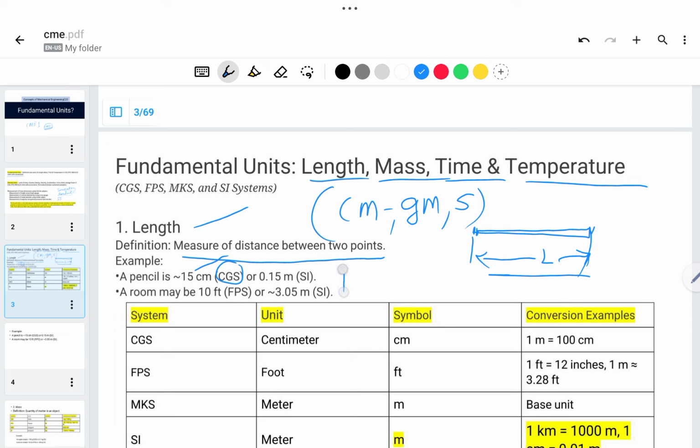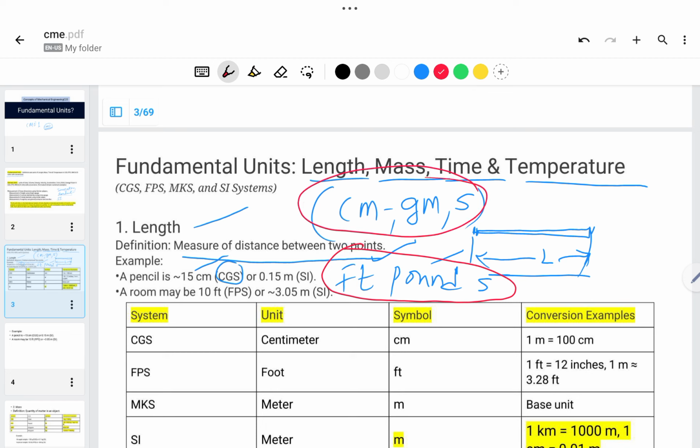FPS means foot, pound. Your weight you are measuring in terms of pound, distance you are measuring in terms of feet, and time you are measuring in terms of seconds. So that's why it is called the FPS system. So this system and this system both are different. Here weight and whatever the distance is, you are measuring in different units.